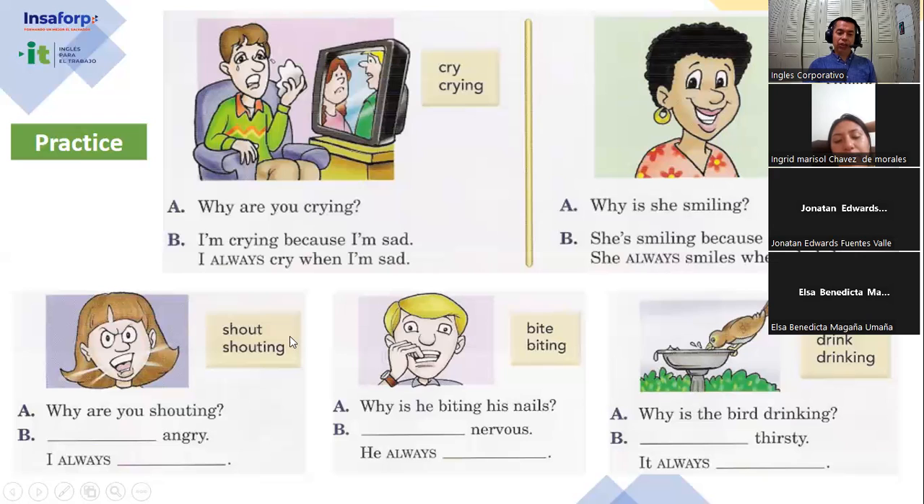Now let's go to the sentence, right? Shout, shouting, and the adjective is angry. Repeat after me, please. Why are you shouting? I'm shouting because I'm angry. I always shout when I'm angry. Why is he biting his nails? He is biting his nails because he is nervous. He always bites his nails when he's nervous.